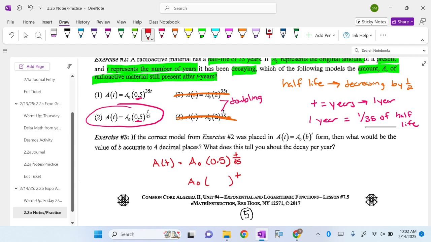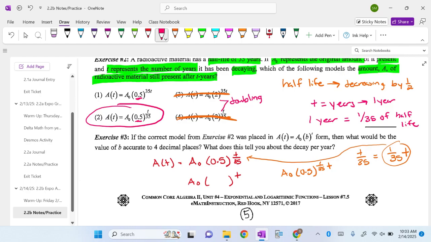Let me ask you this. Is T over 35 the same as 1 over 35 times T? Yes. That's what I'm looking for. I'm going to replace this with this. So I would get A of 0 times 0.5 to the 1 over 35 times T. Now what we can do is the power rule with the 1 over 35 to break apart the 1 over 35 and the T.